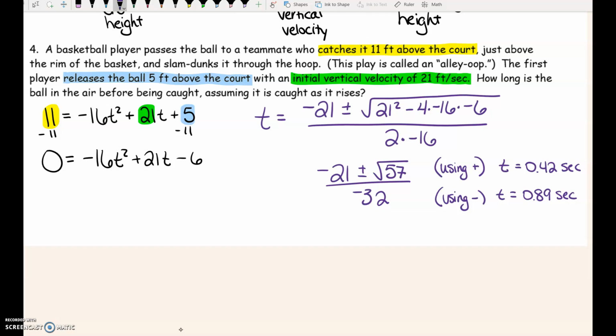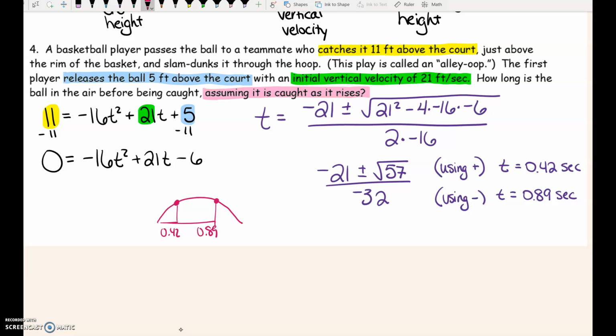So which one is correct? It says, how long is the ball in the air before being caught, assuming it is caught as it rises? This ball follows a path like this, a parabolic path. The ball is 11 feet high when it's caught in two places. The first one is as the ball rises. The second one is as the ball is falling back toward the ground. This first one is going to be at 0.42 seconds. This second one is going to be after 0.89 seconds.